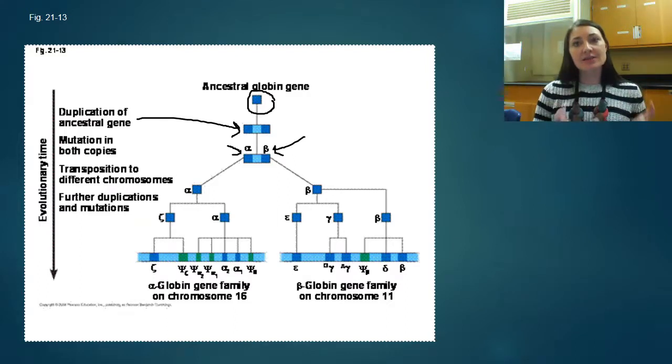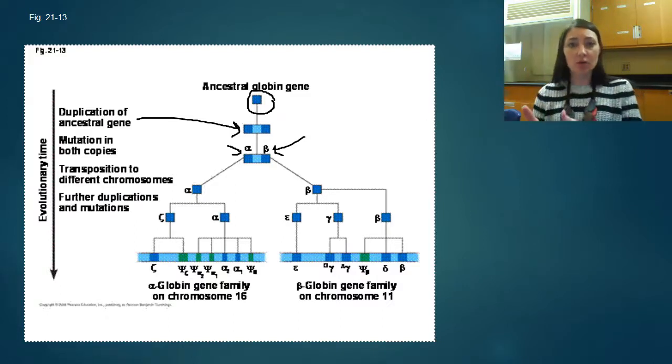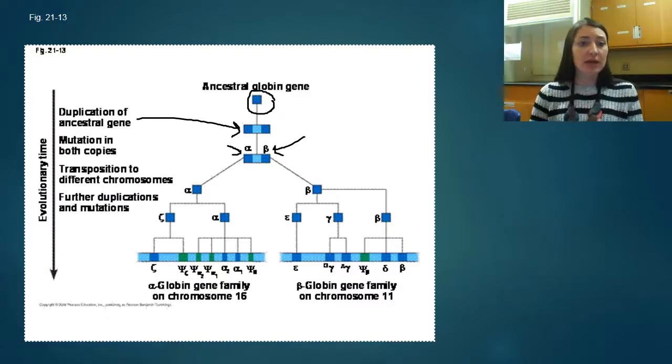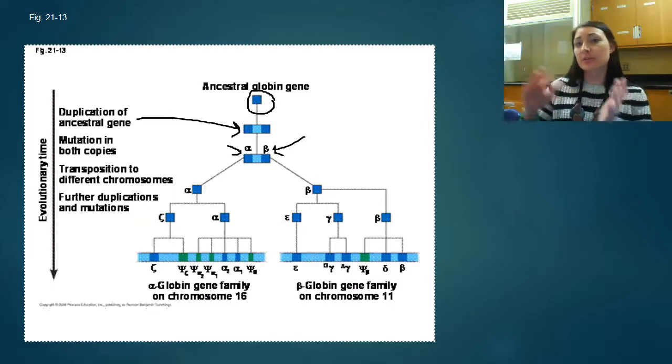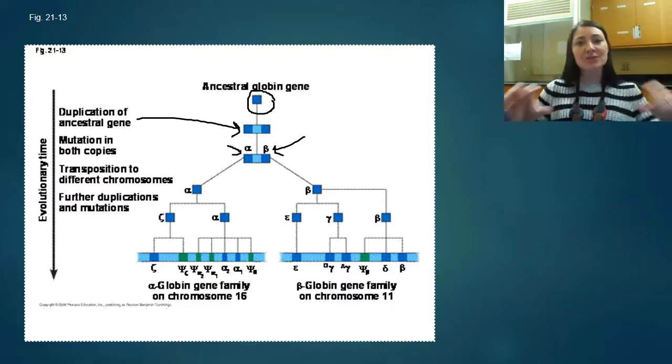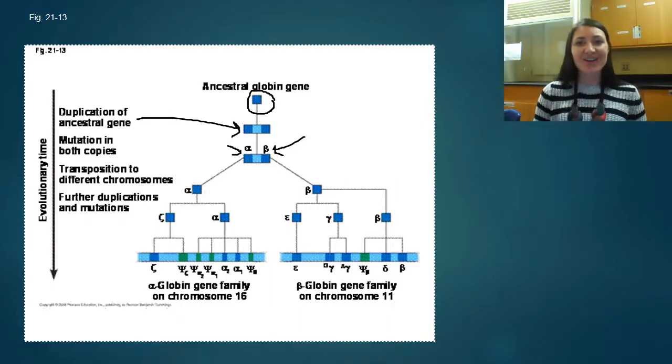So we had non-sister chromatids engaging in crossing over events. And so the alpha globin gene was transposed onto chromosome 16, whereas the beta globin gene was transposed onto chromosome 11. And over time, we see further duplications, mutations. So we have a whole multi-gene family for both the alpha globin gene as well as the beta globin gene. So we can track these mutations back and figure out where those duplication events occurred, how long ago they occurred, and then we can compare between different organisms as well.